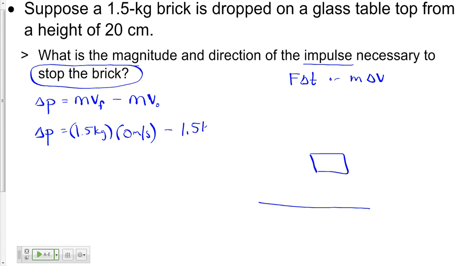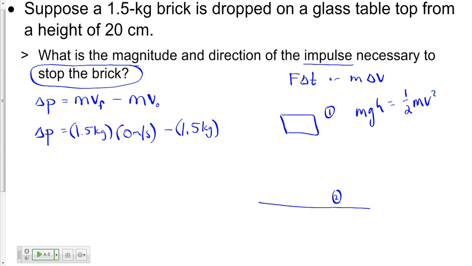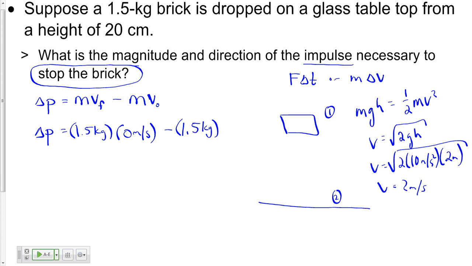So what velocity did it hit the table with? Kinematics, energy is slightly better. mgh equals 1/2 mv squared, potential equals kinetic, so the result is v equals root 2gh. 20 centimeters is 0.2 meters. 2 times 10 is 20, times 0.2 is 4. Square root of 4 is 2. 2 meters per second. So when it first hits the table, it's traveling at a speed of 2 meters per second.